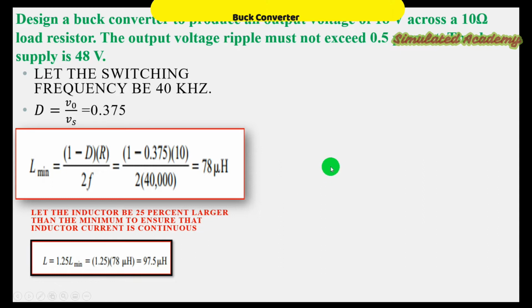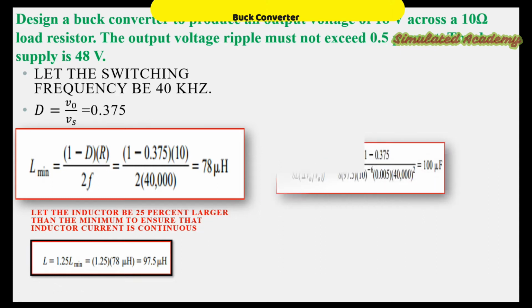Now let's calculate the capacitor value. The capacitor value is calculated by the formula (1 minus D) divided by 8L times voltage ripple times frequency squared. So the capacitor value comes out to 100 microfarad. So I have all these values calculated. Now let's design this in Simulink.